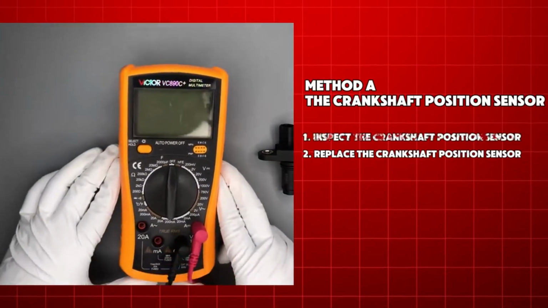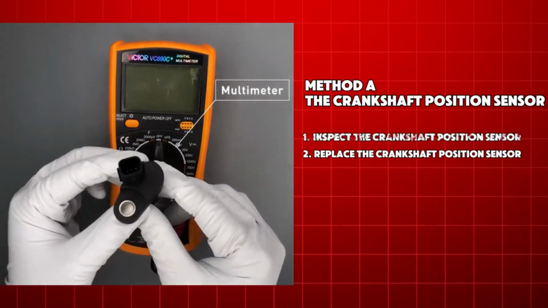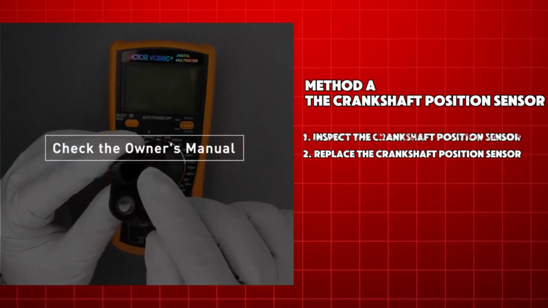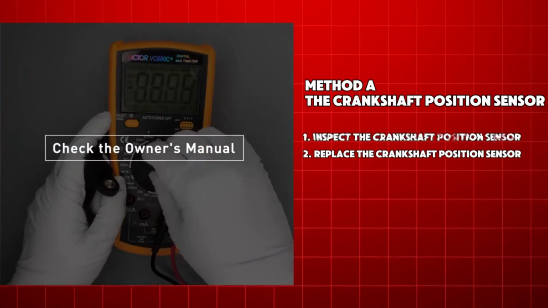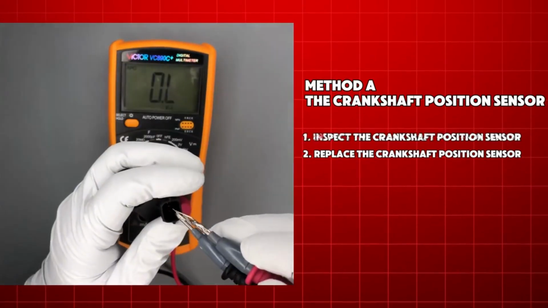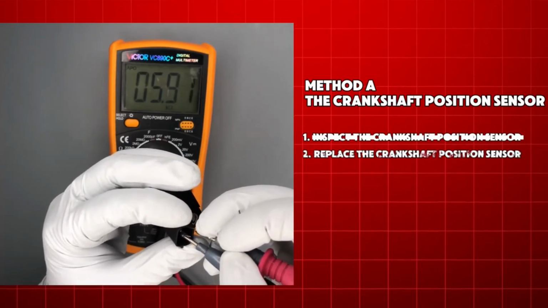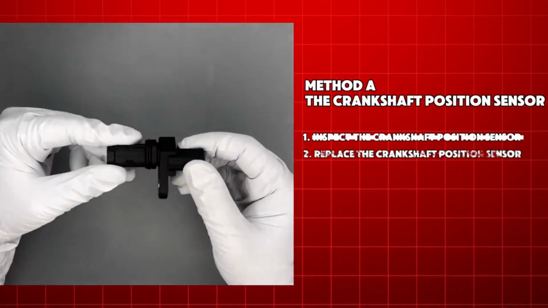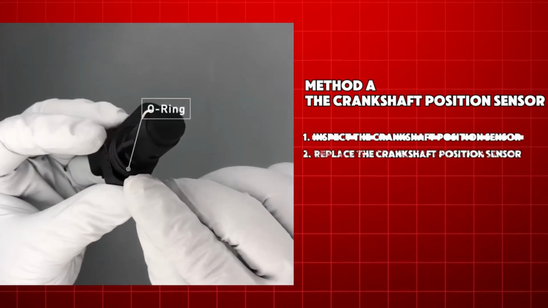Next, use a digital multimeter to perform a resistance test on the sensor. Before testing, check your vehicle's service manual or repair guide for the correct resistance specification, as the values can vary depending on the make and model. If the multimeter shows no resistance or an out-of-spec reading, the crankshaft position sensor is likely defective and should be replaced. Check for the old O-ring. Remove it if needed, then install the new sensor securely.